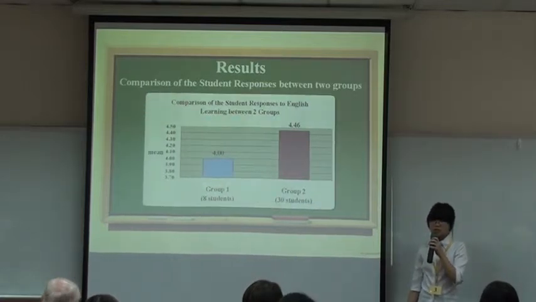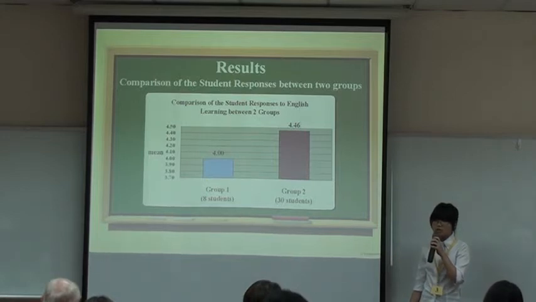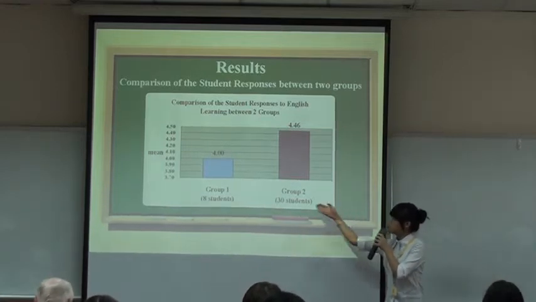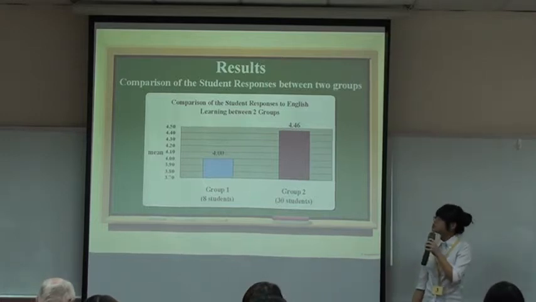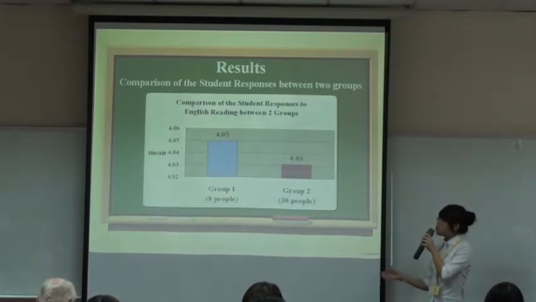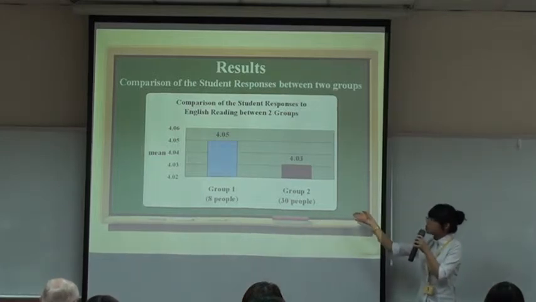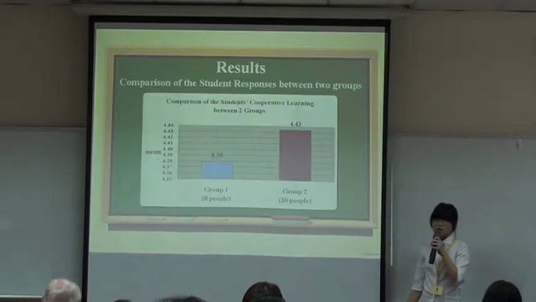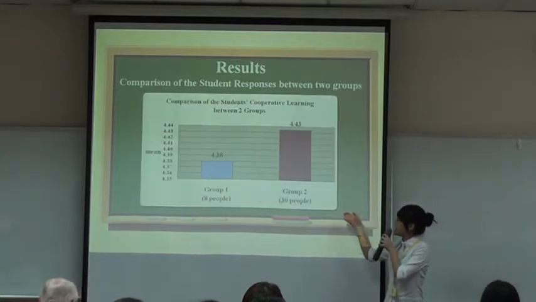Comparison of the student responses between two groups. In this section, we will present the differences of survey between 8 students attending 44-day RT training, which is group 1, and 30 students attending one-day RT camp, which is group 2. According to this bar chart, the mean score of group 2 was higher than that of group 1. According to this bar chart, the mean score of group 1 was higher than that of group 2. Because this part is about reading English books, group 1's older ages cause higher mean scores. According to this bar chart, the mean score of group 2 was higher than that of group 1.